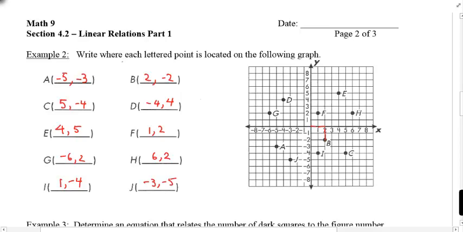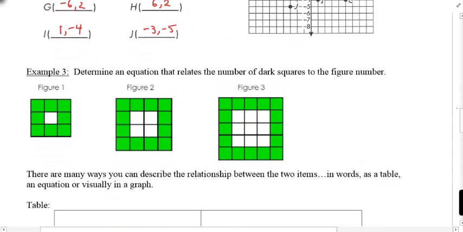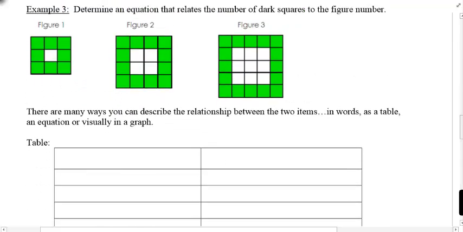Are we good? All right, so now the main event. Here's what I want you to learn today. We had a question like this before. Determine an equation that relates the number of dark squares to the figure number. It's not the entire number of squares, but just the dark squares. Last day we learned how to describe it in many ways: in words, a table, an equation. Today I want to show it to you visually as a graph. I've got this chart here. Let's fill in the chart first of all. Let's give it a title for the two things we're comparing. We're comparing the figure number.